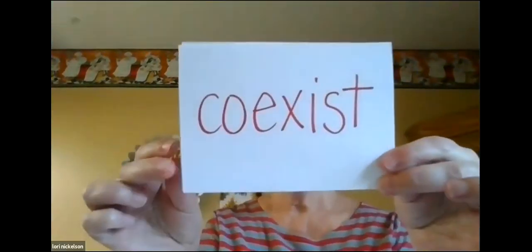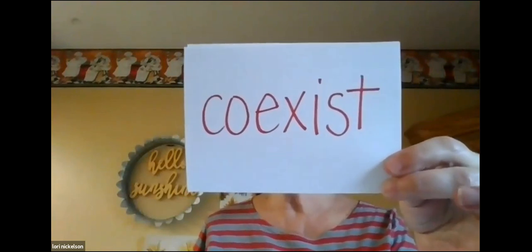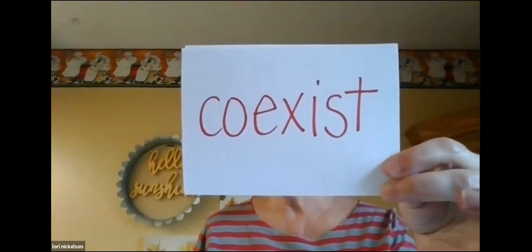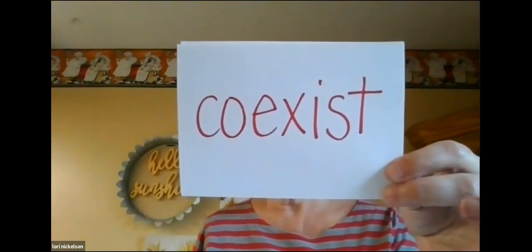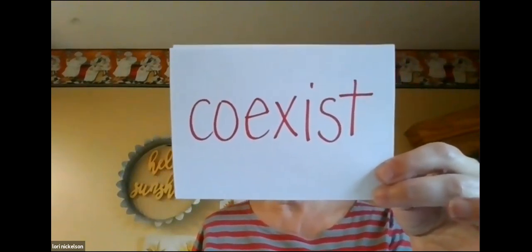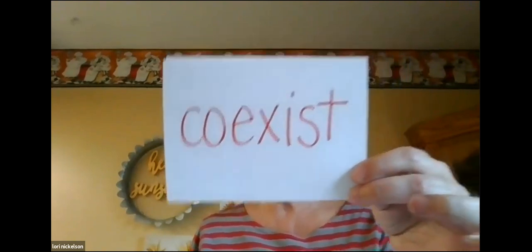But before we get started in the lesson, let's look at some vocabulary words that we're going to see throughout our lesson today. You are going to see the word coexist. Coexist means to live peacefully together at the same time or in the same place. Example, the cat and dog were able to coexist in my grandmother's house. Coexist.